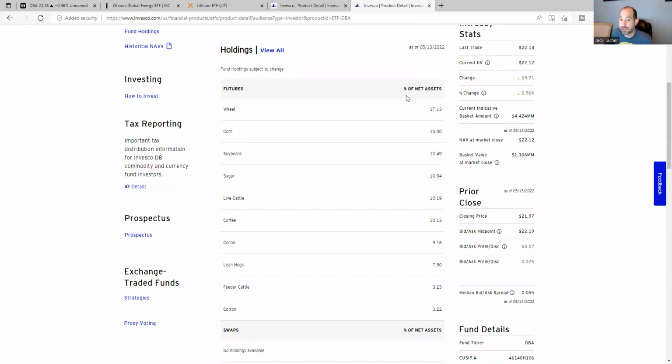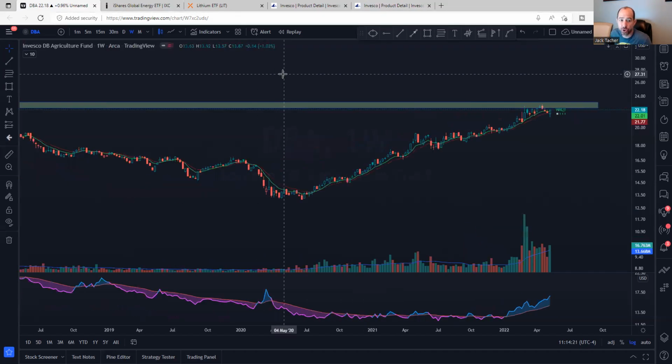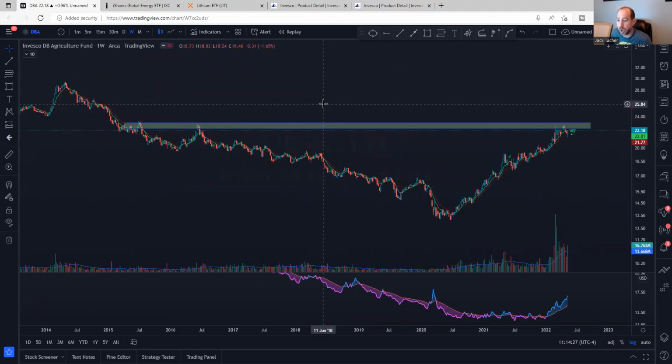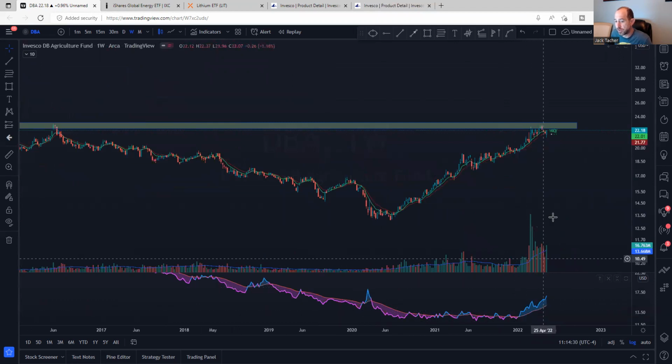Now this one's agriculture only. So you see wheat makes up 17% of this and corn 15%. Soybean, sugar, live cattle, coffee, cocoa, lean hogs, feeder cattle, cotton, right? So you want to have exposure to agriculture. This looks like a decent fund to be part of. Again, there's your outperformance there. There's your volume coming in.